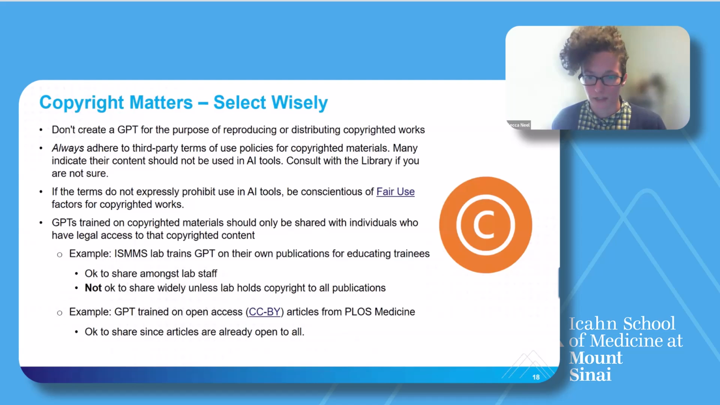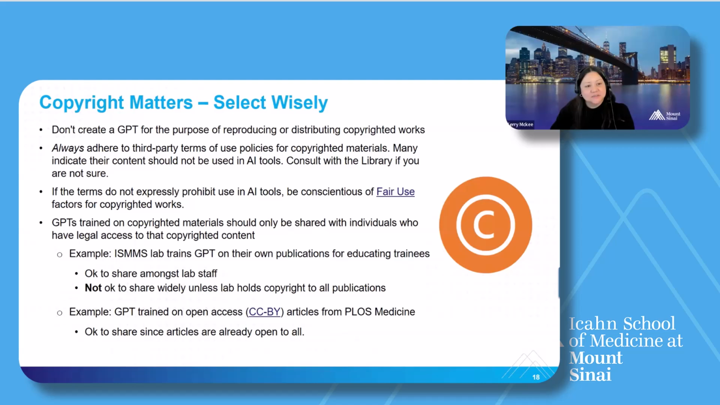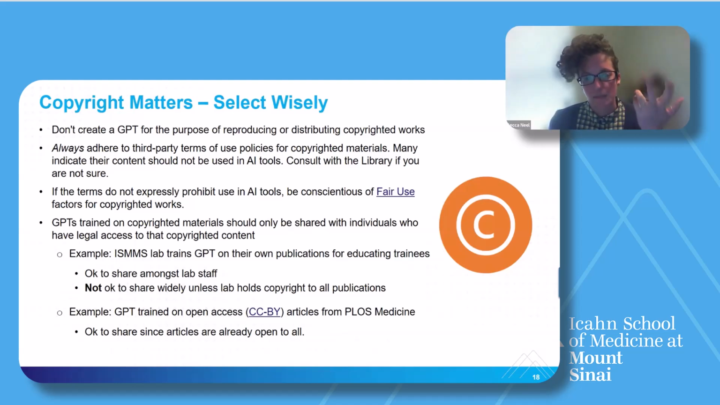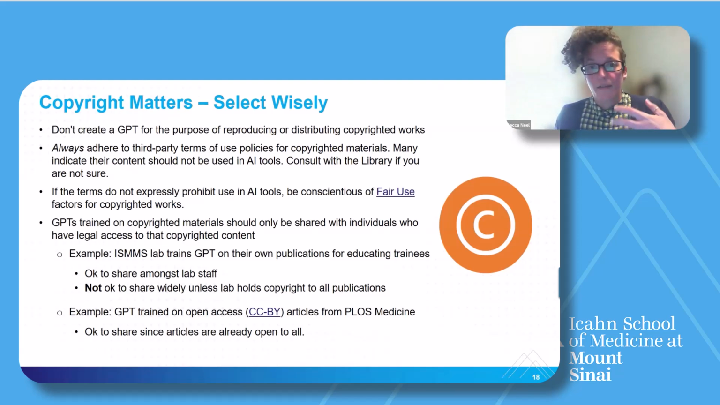But it would not be okay to share this more broadly unless the lab held all the copyright to all of those publications included. And then an alternate example here is going to be a GPT trained by open access articles. The example we have here is by PLOS Medicine. The articles in this particular journal carry a Creative Commons license that only requires attribution. It allows for things like sharing, distributing, remixing articles. So in this case, it would be okay to share this GPT widely since those articles are already licensed for that wider sharing and they're already open to everyone.